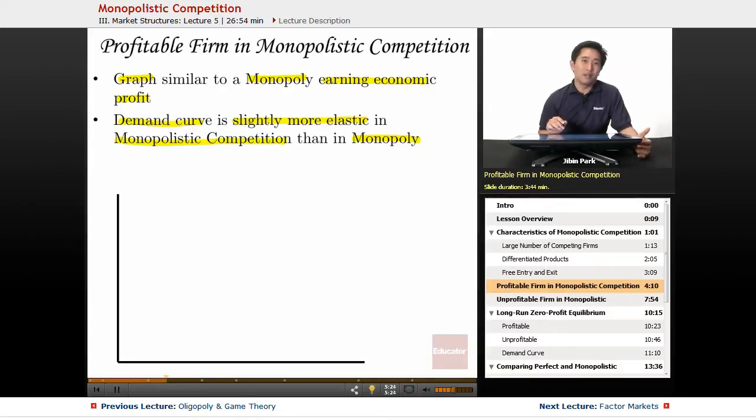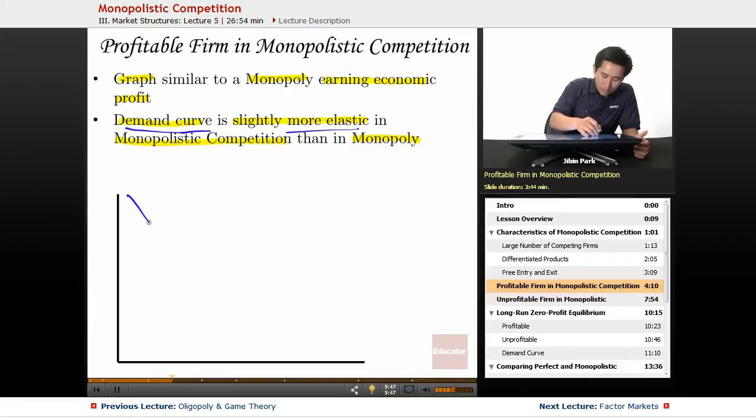That being said, maybe because it hasn't been tested quite so often, maybe it's a good thing to actually study that. Now, the reason why it hasn't been tested is that for a monopolistically competitive firm, the graph is going to look very similar to the monopoly graph. In fact, the only real difference is that the demand curve might be slightly more elastic.